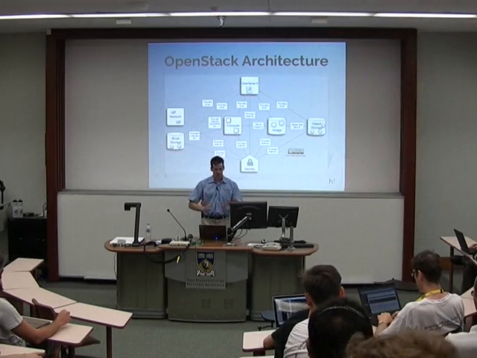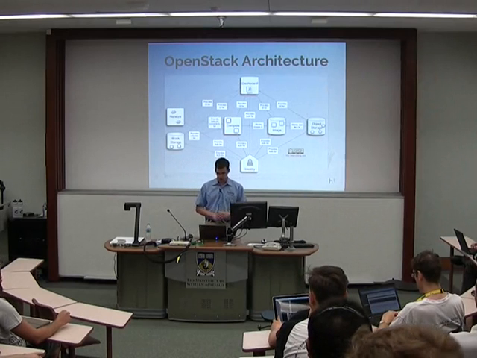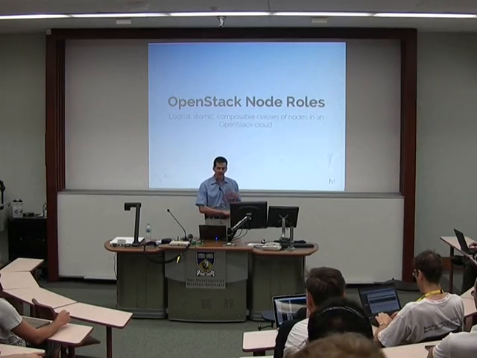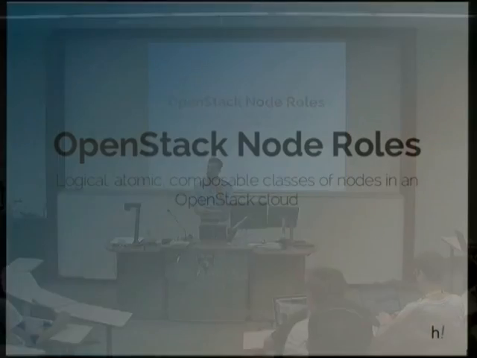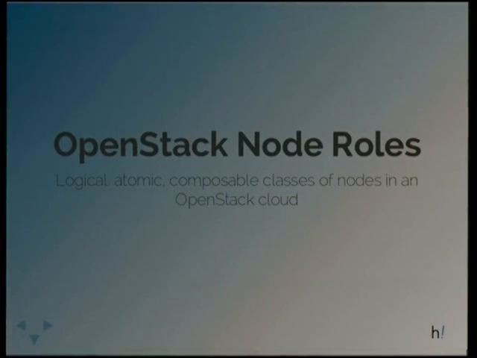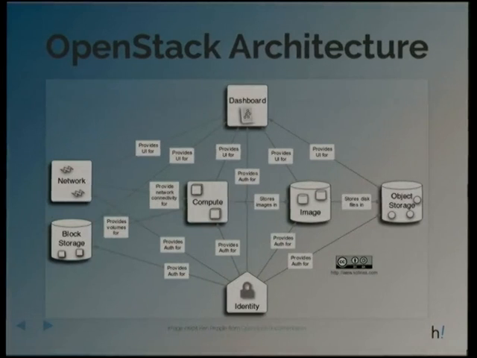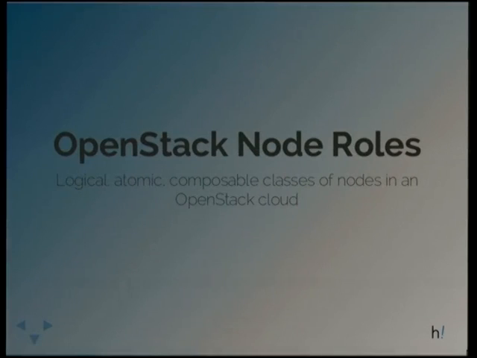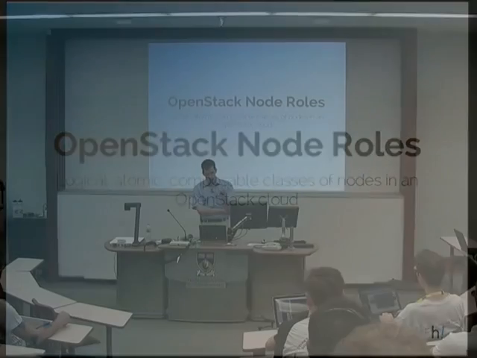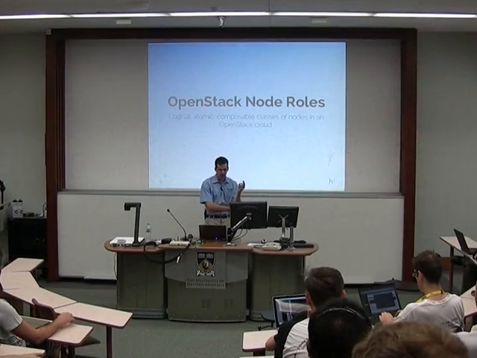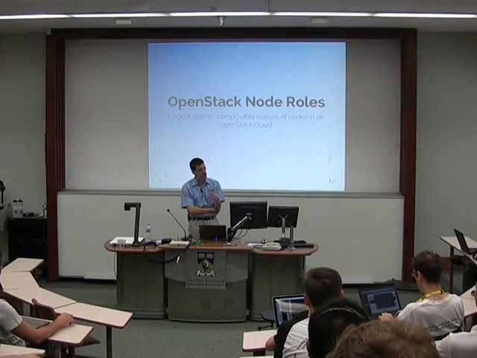So that's a rough overview of the OpenStack architecture. And that lends itself to the concept of OpenStack node roles. You will normally be deploying this architecture on a bunch of hardware, and from that, it follows that specific pieces of your hardware, specific nodes in your environment, will play certain roles. These roles are essentially logical, atomic, and composable classes of nodes in an OpenStack cloud.